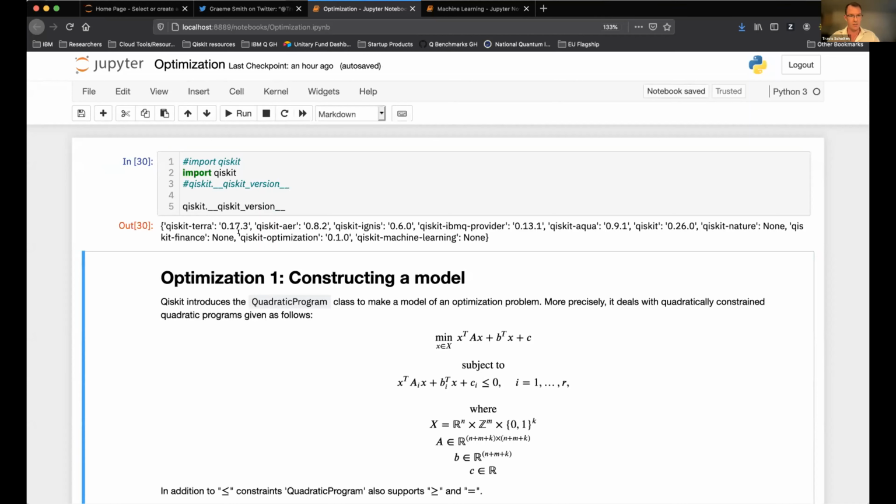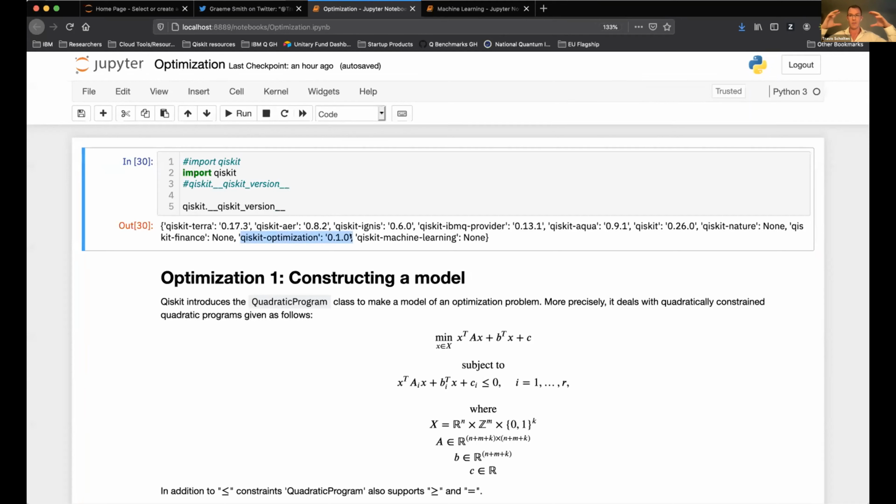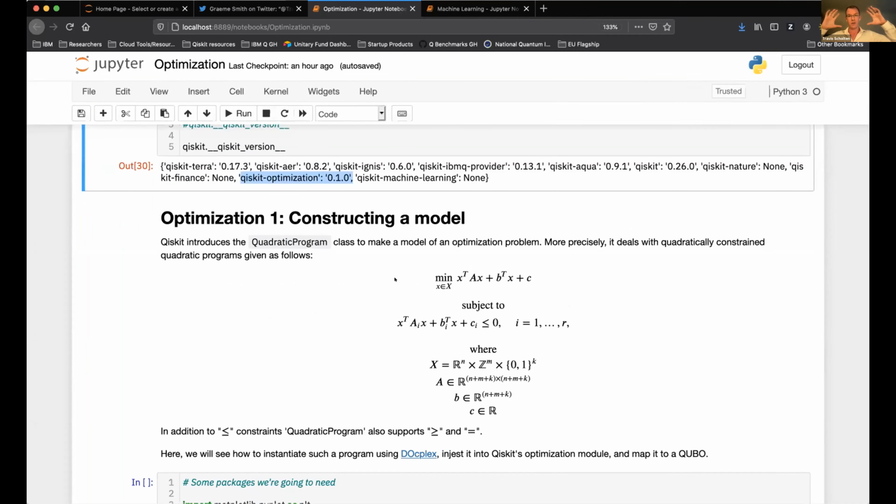And importantly, we can see that I have Qiskit optimization installed. That's what's going to provide an interface to common optimization tools. In this case, something called DOCplex, which is used by people doing optimization research. So we're going to define an optimization problem, and then walk through the various steps necessary to map that problem onto a quantum computer and then simulate running a quantum computer to solve the problem.